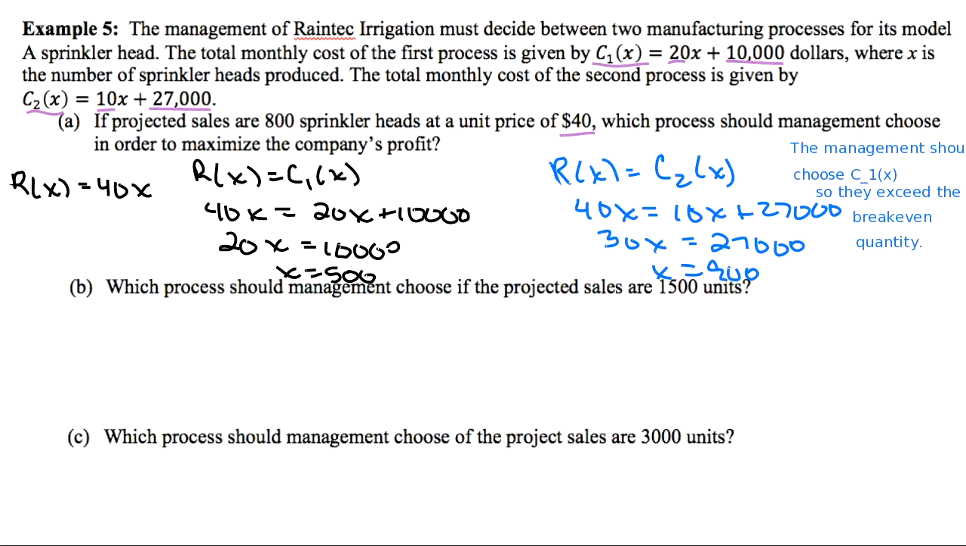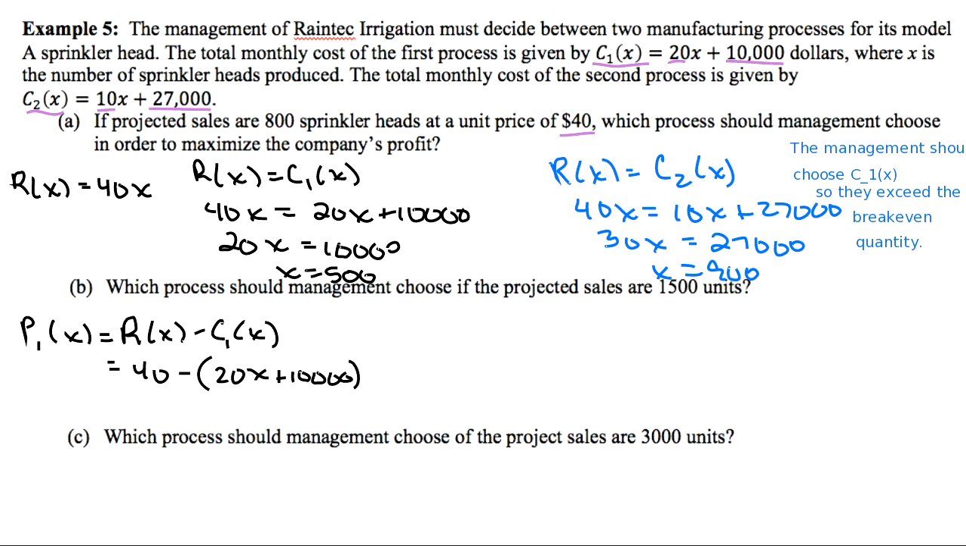Let me get a pencil. So P sub 1 of x, that's going to be the profit function when I use C sub 1. So I'm going to say this is R of x minus C sub 1 of x, which is going to give me 40x minus the quantity C sub 1, which was 20x plus 10,000. So this is going to be 40x minus 20x, which is just going to be 20x, minus 10,000. That's P sub 1 of x.